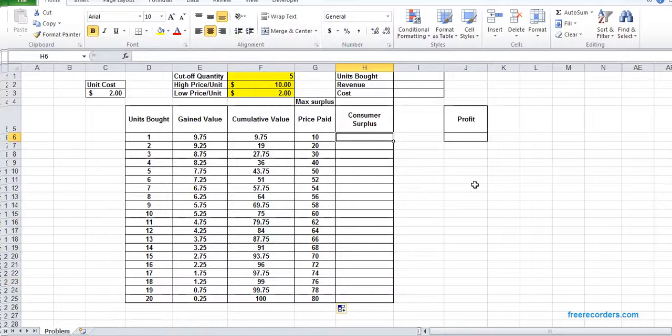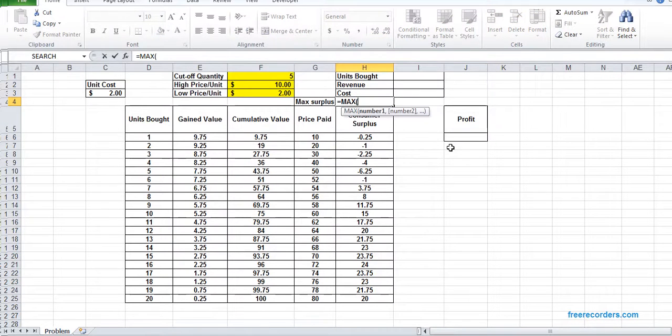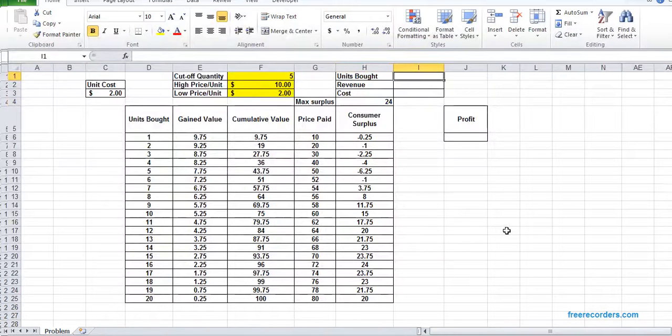And the consumer surplus is the value minus price paid. But we need to find out the max surplus. So for that we use max, and we get the one which is the maximum value. Now the unit spot. We have to find out the unit spot where it is max.